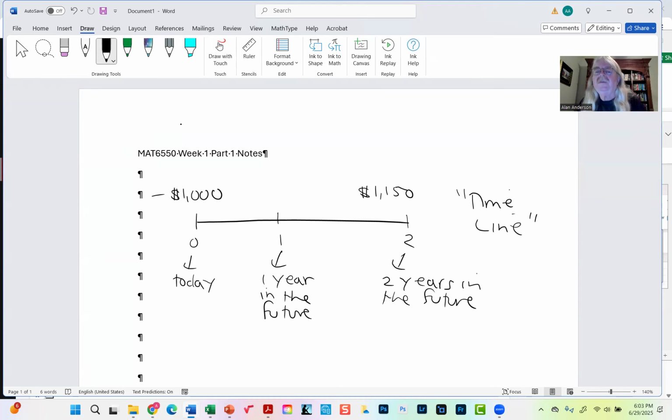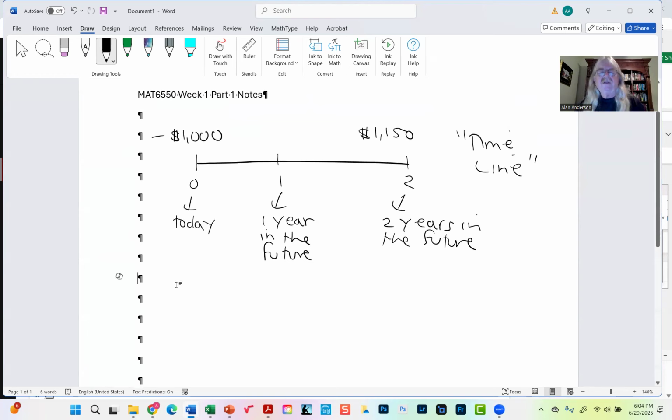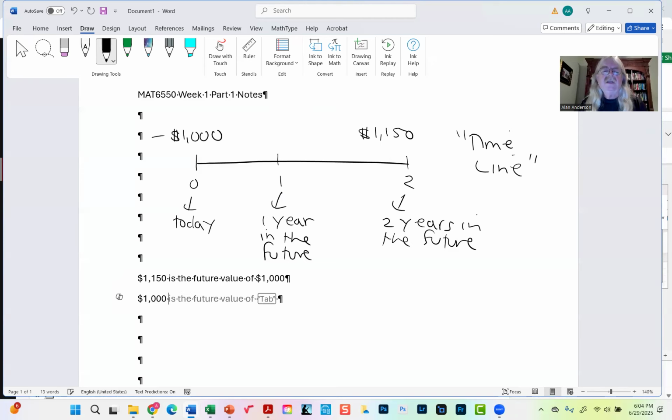Now we're assuming that I left the money there the whole time. I never took out any of it in between. So what I can say here in this example is that 1150 is the future value of $1,000. And we can also turn that around and say that 1,000 is the present value of 1150.